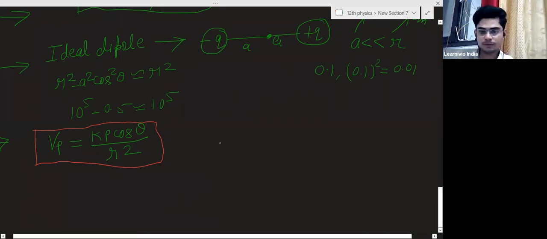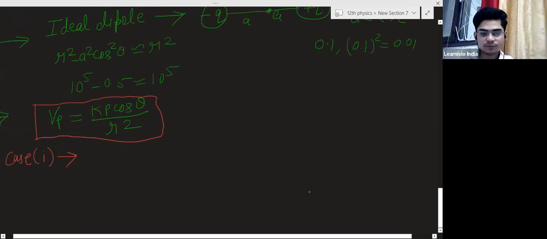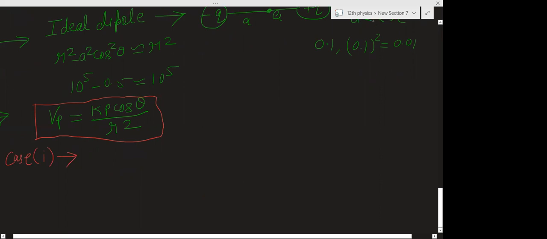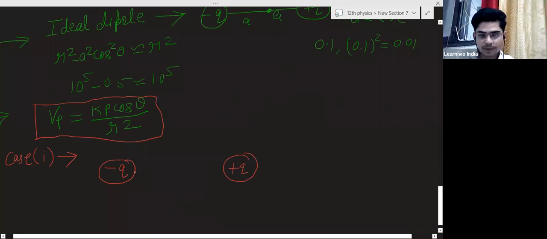So I am moving forward. So case 1. Suppose this is a charge minus q and this is a charge plus q. Okay, and the same thing is there. The center, this is A and this is B.